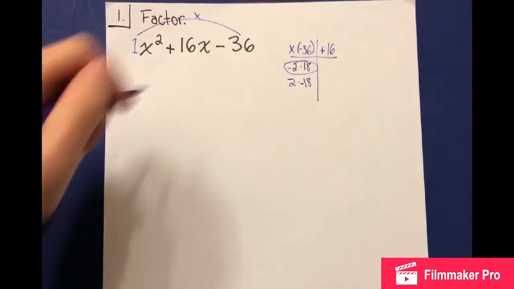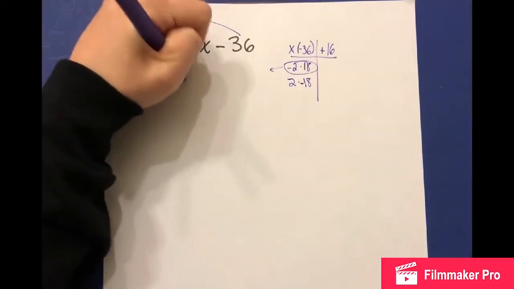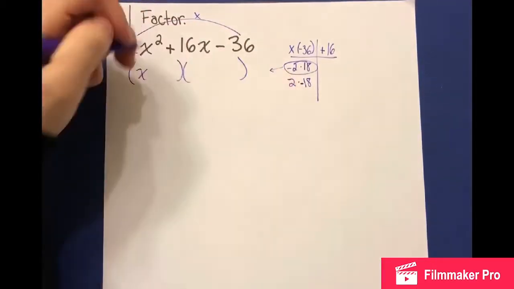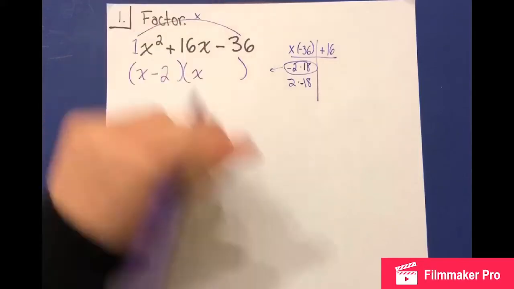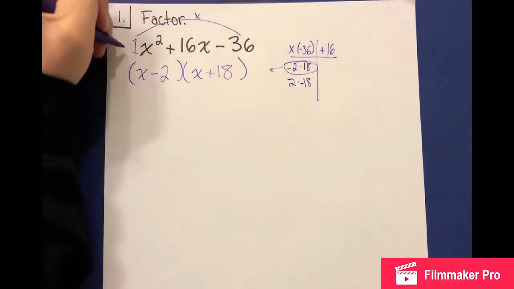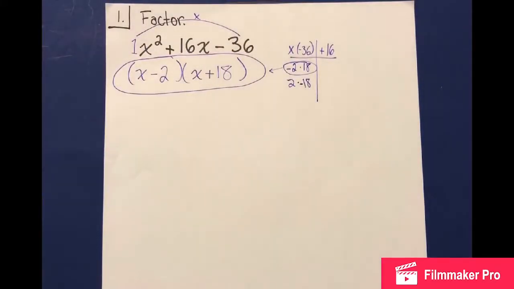Okay, so let's go back in. We're going to take those numbers and we're going to go back over here to factor it out. I'm going to put x minus 2, x plus 18. And in this case, this was a 1, so I don't have to do anything else. That's it, done.